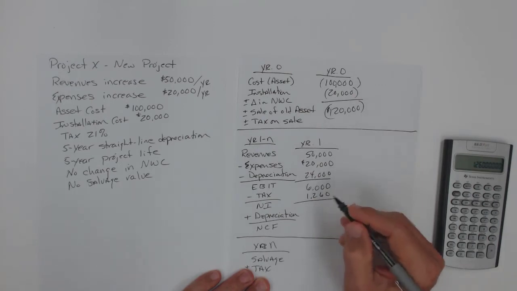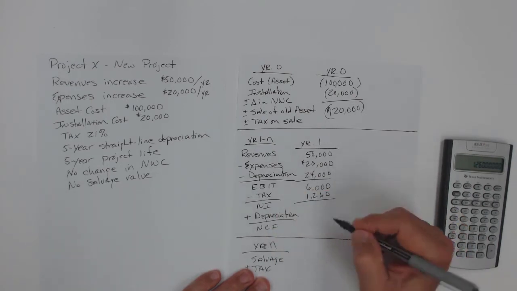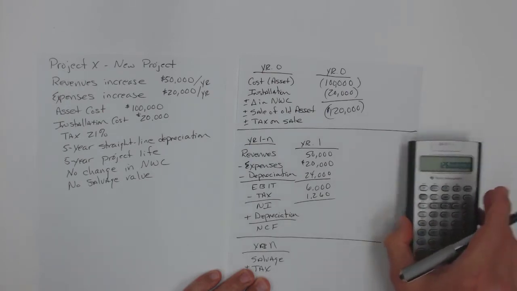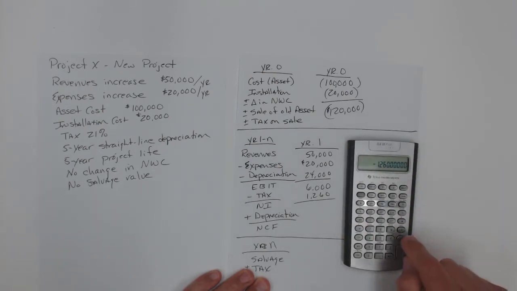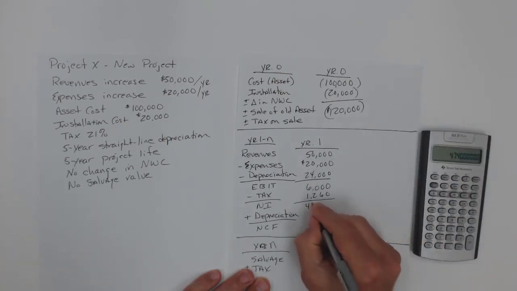The net income is modified because we're not taking out the interest expense, because we're looking for the cash flow that's available to all stakeholders or investors. So we're going to subtract 1,260 from 6,000 and get 4,740.